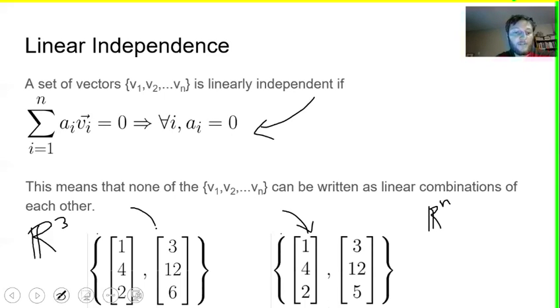So these ones are linearly independent. These ones are linearly dependent because this one is a scalar multiple of this one, whereas this one is not a scalar multiple of this one. So this is a linearly independent set of vectors.